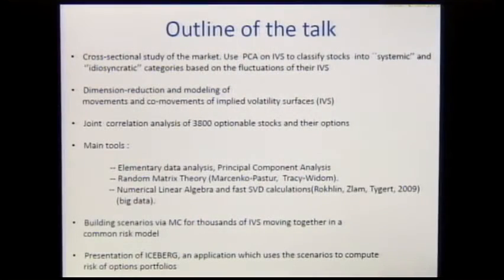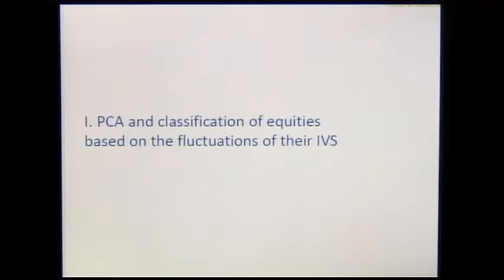So there's a third part of the talk, which is going to be numerical linear algebra and fast SVD, Rokhlin, Lamb, and Tygert. This is something using big data. It's connecting to the 21st century. You know, how do we do linear algebra fast? Big linear algebra fast. And then basically, then we can build all these scenarios. And then I'm going to present an application called Iceberg, I hope, if I have time, which actually does this. And if you ask us, maybe we'll let you be a beta user of this. But if you don't trade options, probably it's going to be boring just to look at it.